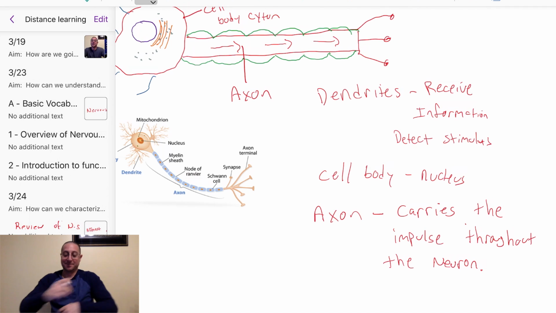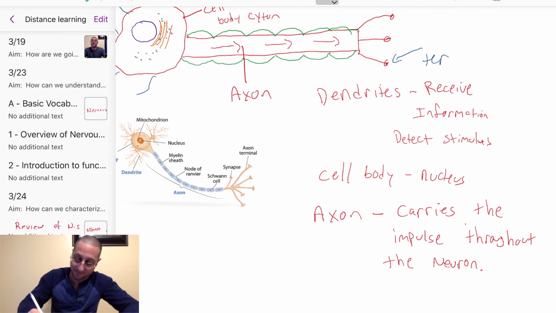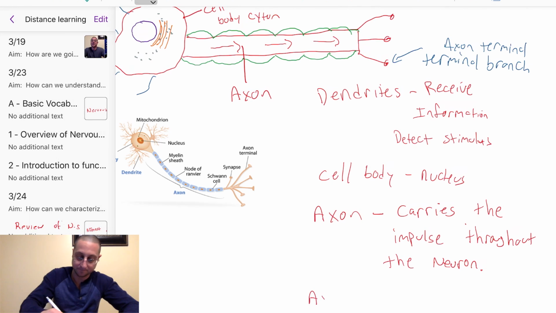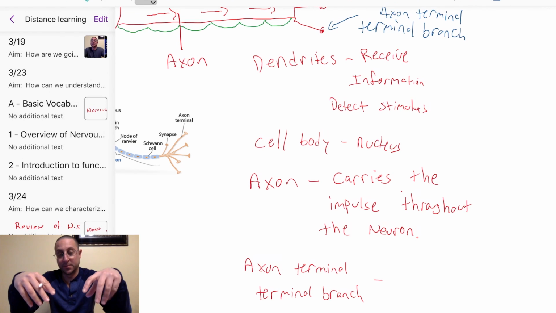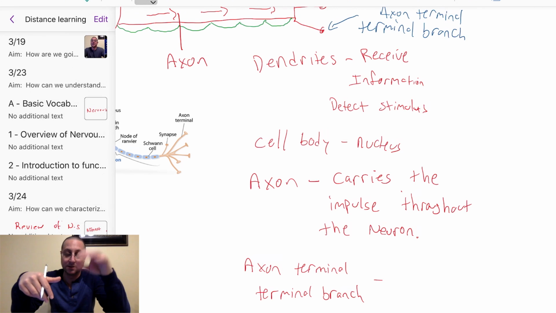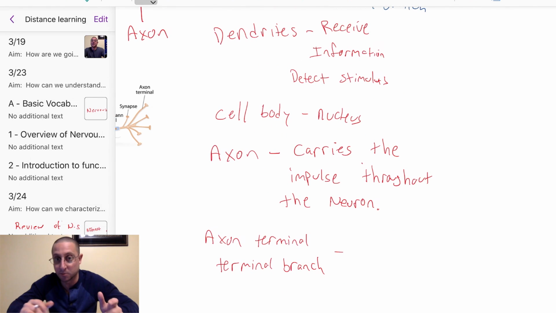Alright. At the end over here, we have our terminal branch, also known as the axon terminal. Axon terminal, also known as the terminal branch. All right, here the nerve impulse is going to be turned from an electrical impulse into a chemical impulse, meaning it's going to be releasing neurotransmitters into the synapse, and that would be the space between the neurons.